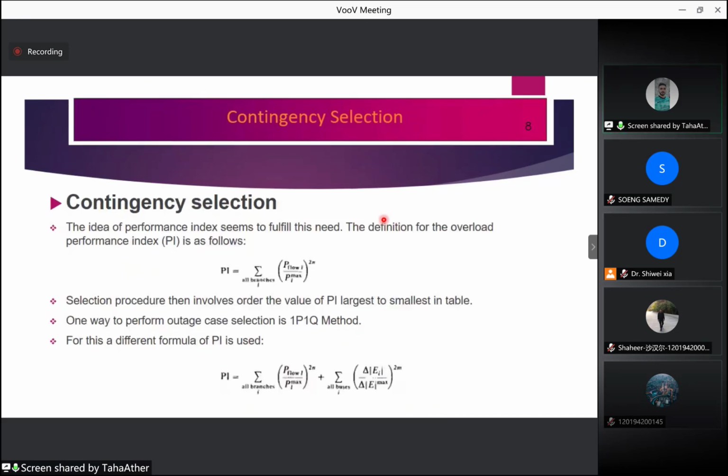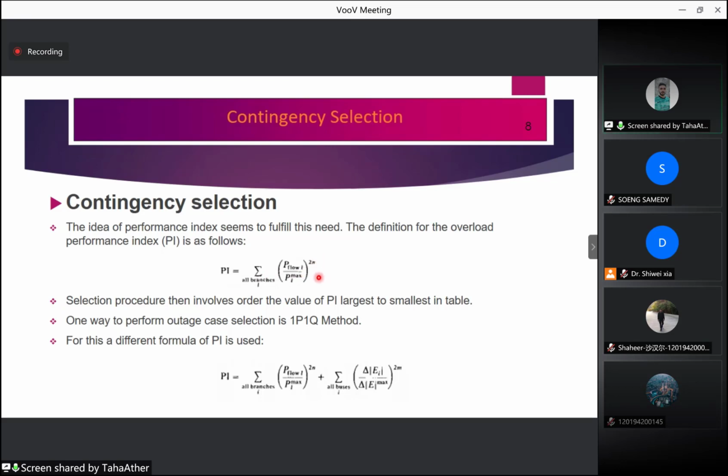Coming to contingency selection, we would like to get some measure of how much a particular outage might affect the power system. We need some measuring unit for the purpose. The idea of the performance index seems to fulfill this need. The definition of the overload performance index PI is as follows. I am showing the formula here. PI is equal to the sum over all branches of (P flow over P max) to the power 2n.